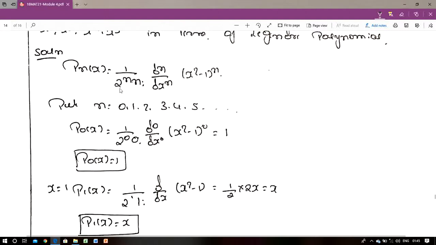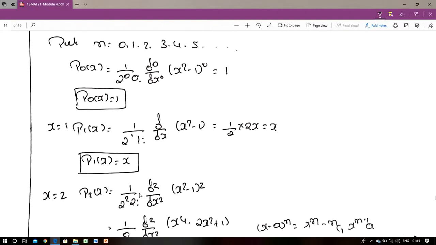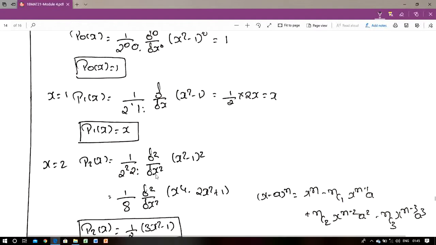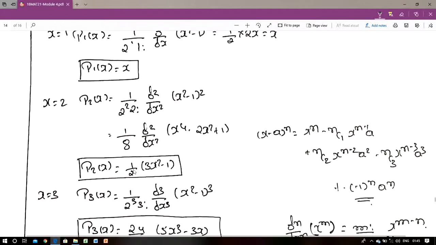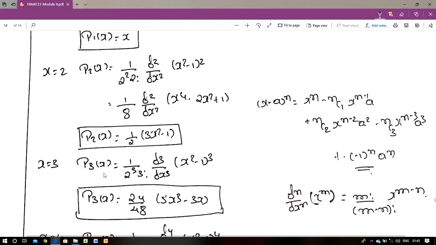P2 of x is equal to 1 by 2 square into 2 factorial, d square by dx square of (x square minus 1) whole square. Now we differentiate this term 2 times, and here we get 1 by 2 into (3x square minus 1). Now n is equal to 3.